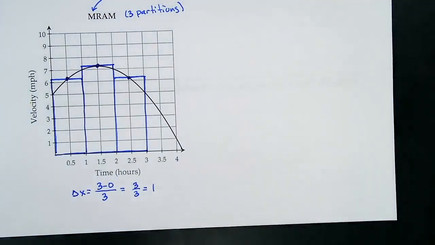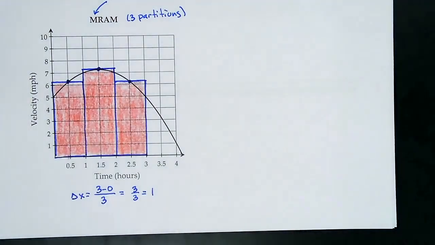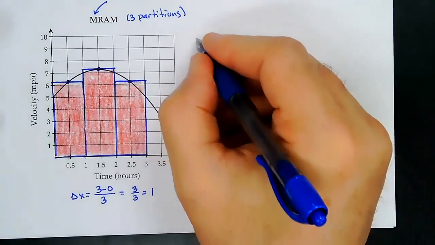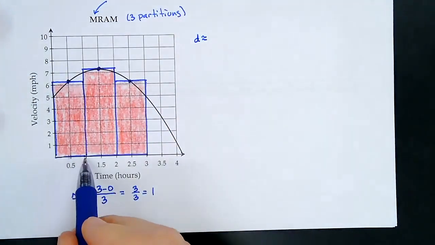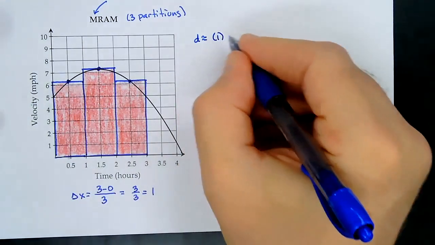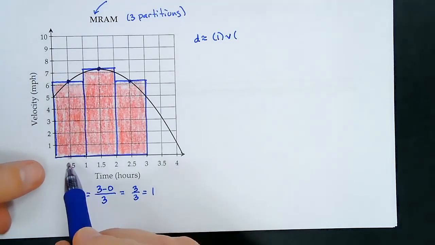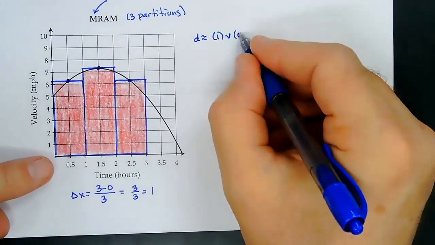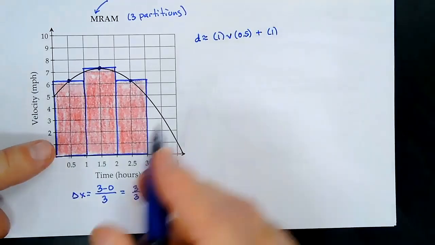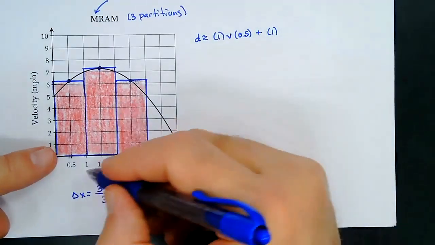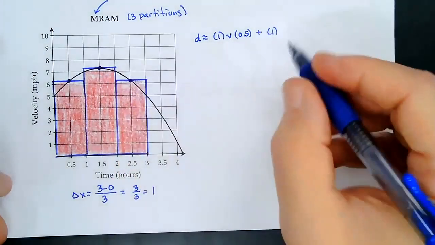And I'm going to pause it once again. All right, so this time to find the distance, each width is going to be 1. And again, from 0 to 1, the midpoint is 0.5. So we're going to find V of 0.5. And then plus 1, because this width is 1 hour. That represents 1 hour. And then going up, this would be V of 1.5.